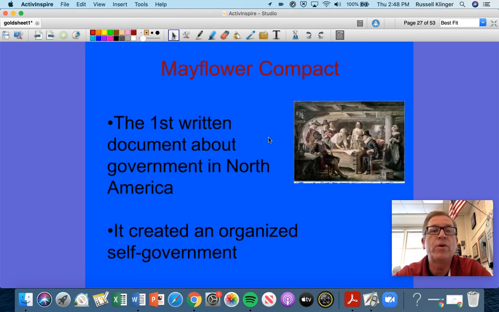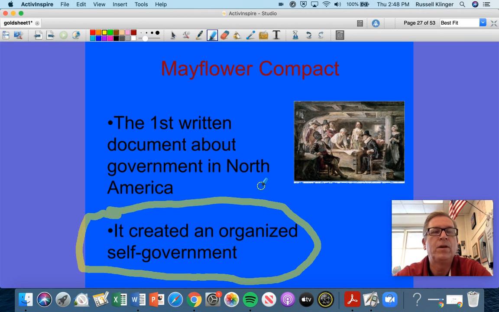So the first written document about North America is sort of the significance here of the Mayflower Compact. And it creates an organized self-government. That is the real key to this, it's an organized form of self-government, okay? It's the first written form of government in North America by the English. So when we think about how this document impacts the overall government of the New World, or what will become America later, we start to see the beginnings of government through this document early on in 1620.